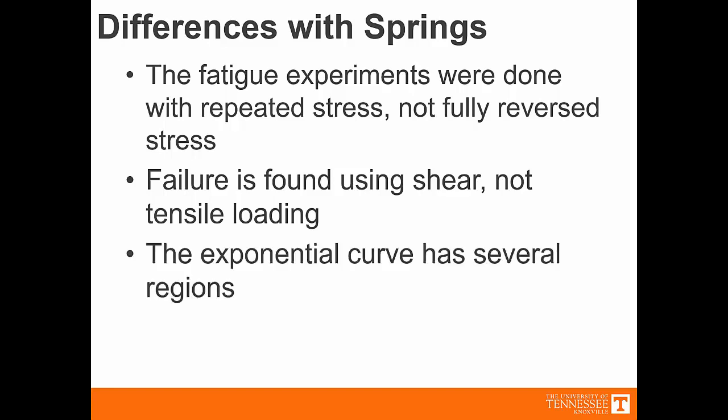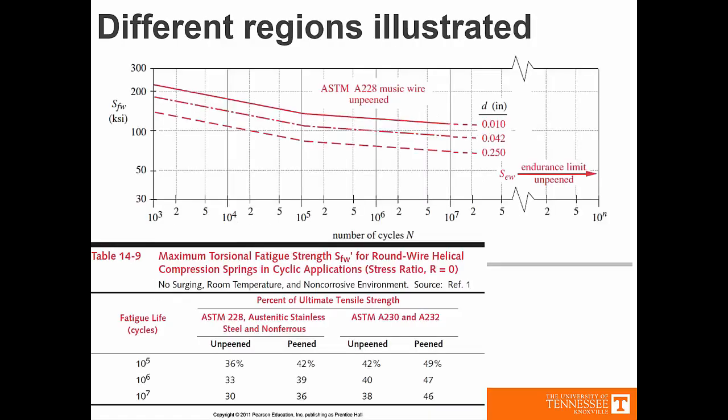And thirdly, we're going to see that the curve is no longer best expressed as a simple exponential curve. It's going to have several regions. Now to show you what I mean by that, let me show you some data here. This is A228 music wire unpeened. There's one exponential region in one location, and then there's another exponential region, and then there's a third. So we're seeing several different regions. So our constants, A and B, for the equation S = A n^B, are going to be changing depending on the number of cycles.